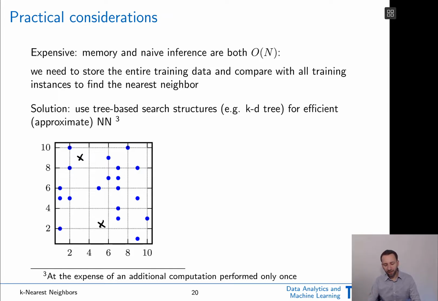So in the naive way, this is a very expensive approach. It requires O(n) operations, n being the number of training instances. We have to iterate through all of these. So it takes time, and it's also memory consuming, because we have to store all these instances. So this is actually rather expensive. Knn is rather expensive in the naive implementation.